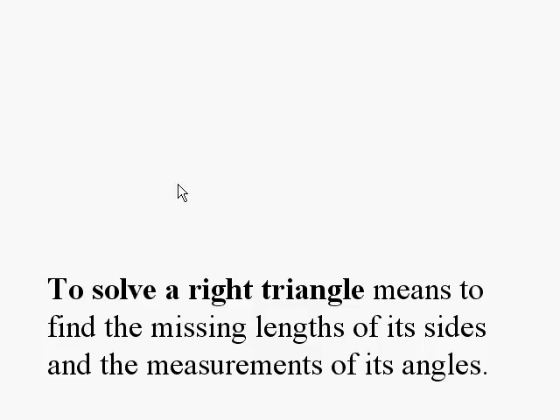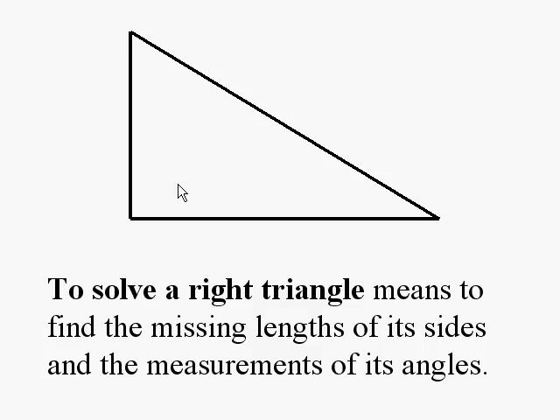Well, there's a lot of information in a right triangle. For a triangle, we could have the facts about the lengths of the sides and the size of the acute angles. Solving a right triangle means we're going to find all the missing parts. So here's a picture of a generic looking right triangle.